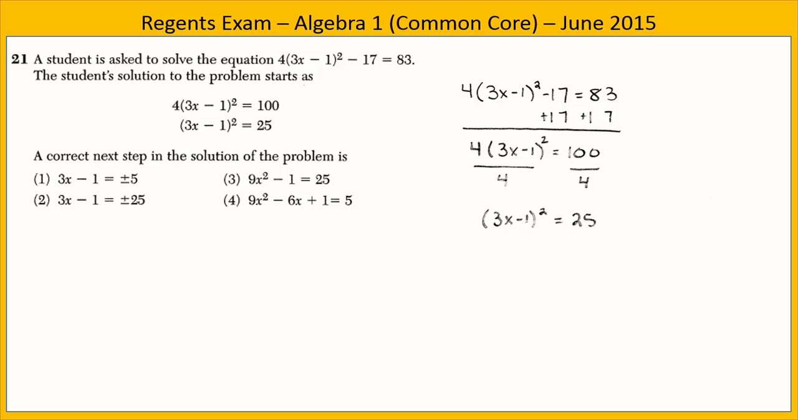Notice we have a binomial squared isolated on the left-hand side. The inverse of squaring is to take the square root, and so we take the square root of both sides. Don't forget the plus and minus in front of the square root of 25. That leaves us with 3x minus 1 equals positive and negative 5. Choice 1 is our answer.